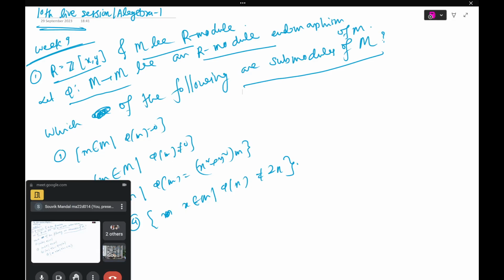Sir, what was the first option? M belongs to M such that phi of x is equal to zero. Here it is x, so that's why on both sides it is x. I am saying about option one: m belongs to M, so it is small x.